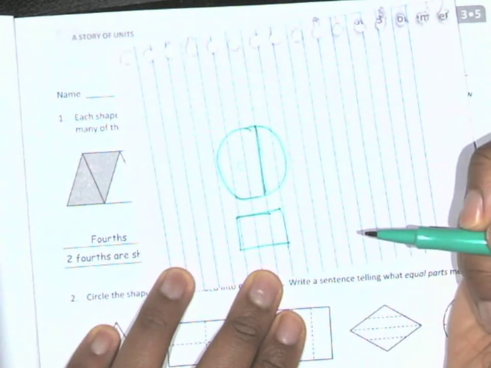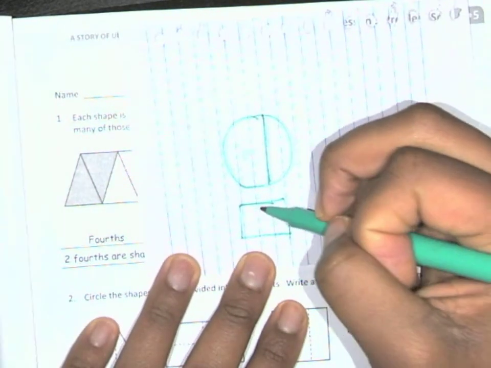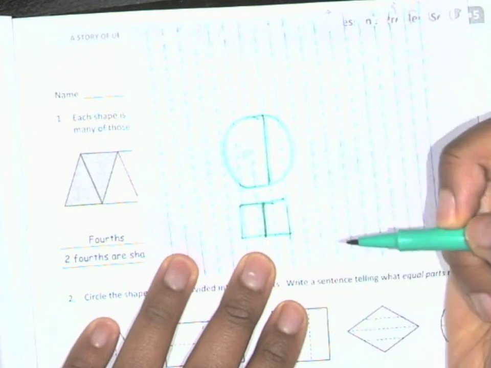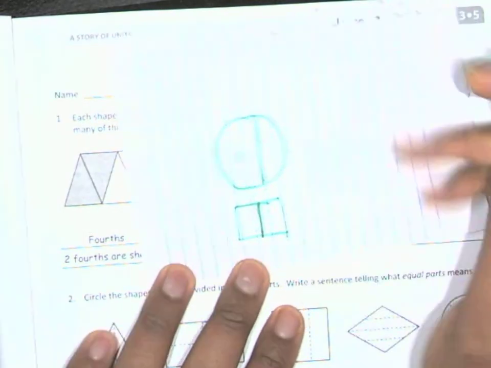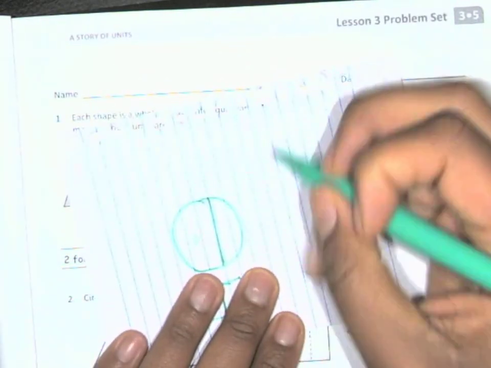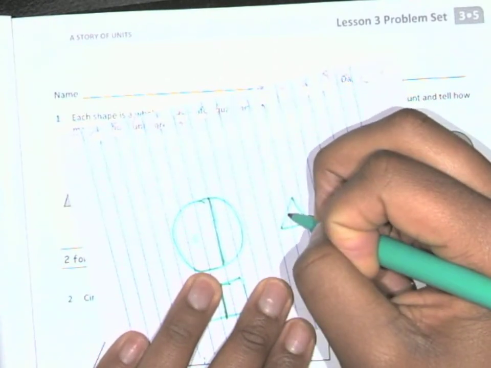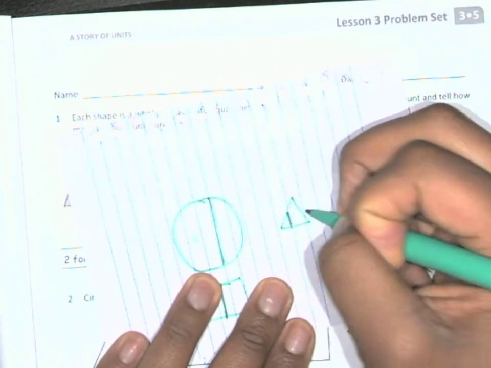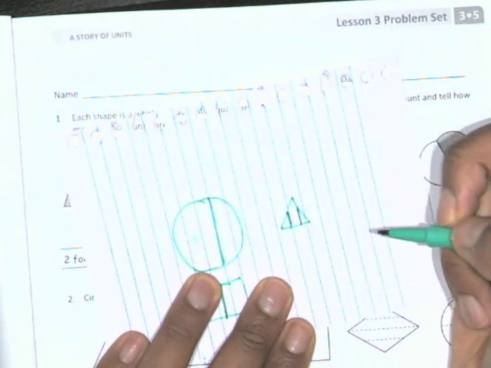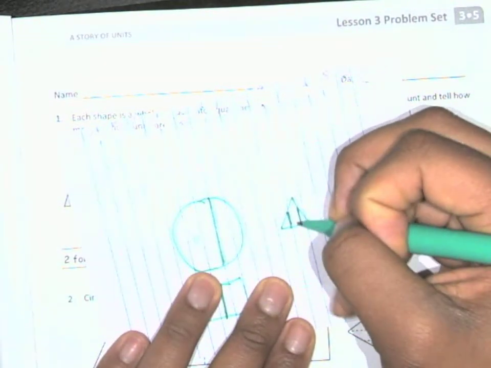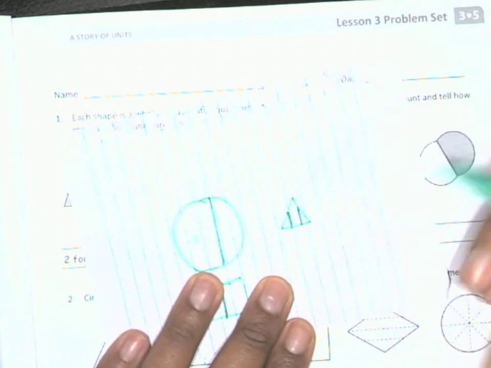Same thing with any shape. If I split this square in half, is it equal? Yep, right down the middle. So those two sides are equal. If I have this triangle, did I partition those pieces equally? No, because the middle piece is larger than the two side pieces.